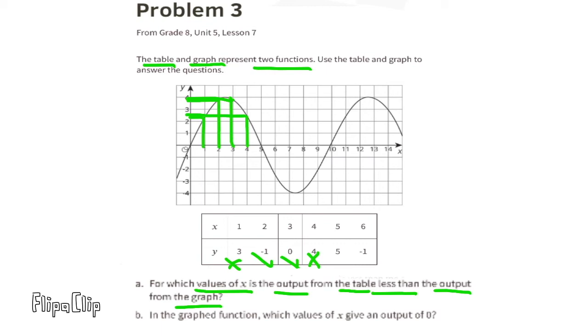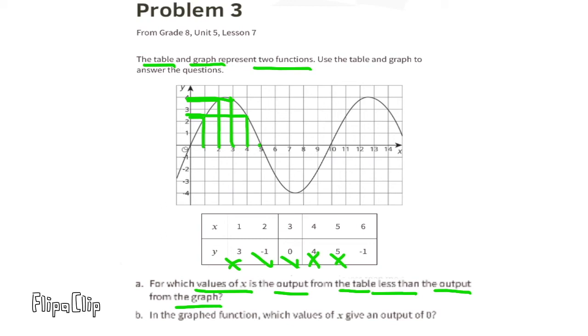Let's look at the table again. When the value for x is 5, the value for y is also 5. Now let's look at the graph. When the value for x is 5, the value for y is 0. This is also a no because the value for y in the table is greater than the value for y on the graph.